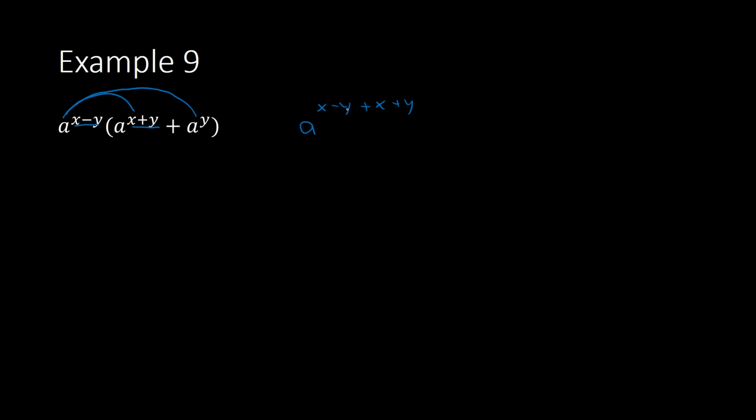Well, we know how to add like terms. Negative y plus y would cancel. And then we just have x plus x, which gives me a 2x. So that first part would be a to the 2x power. And then same thing when I distribute to the second term. We have a, and then add the exponents, x minus y plus y. Negative y plus y would cancel. So I'm left with just a to the x power. And that would be my solution, a to the 2x plus a to the x power.